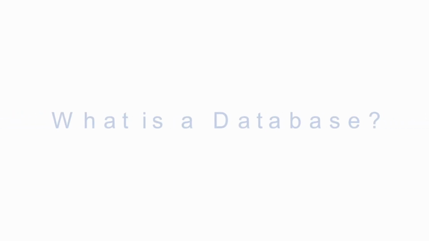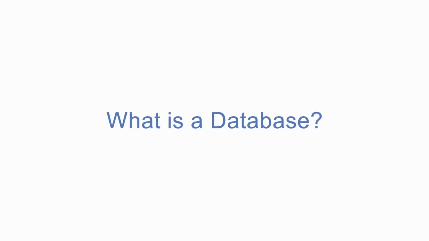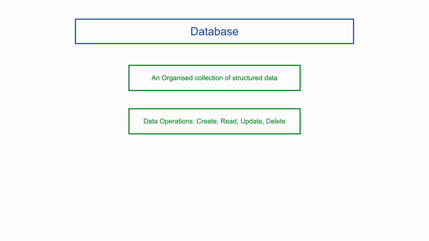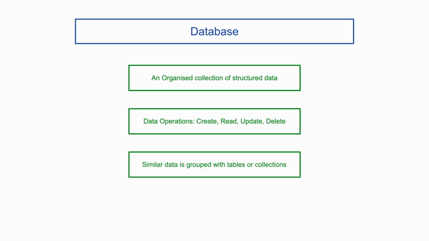What is a database? A database is an organized collection of structured data where one can store, retrieve, update, or delete data efficiently. In a database, similar data is grouped together within a collection or a table.